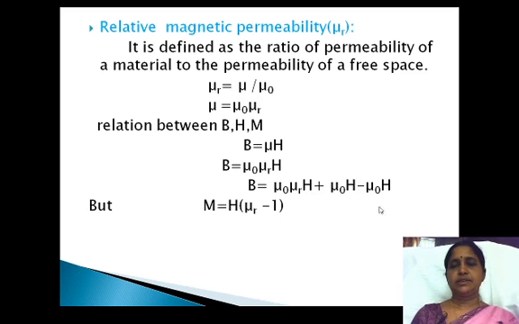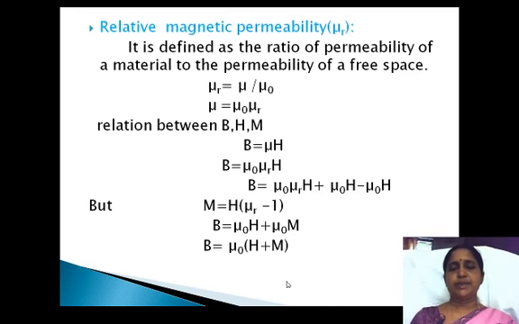In these two terms, we take out mu H. In these two equations, we take out mu naught H, remaining term mu r minus 1 plus mu naught H. In place of that H into mu r minus 1, we write M, and the remaining term mu naught H. In these two terms, we take out mu naught. B is equal to mu naught H plus M. So this is the relation between B, H and M.